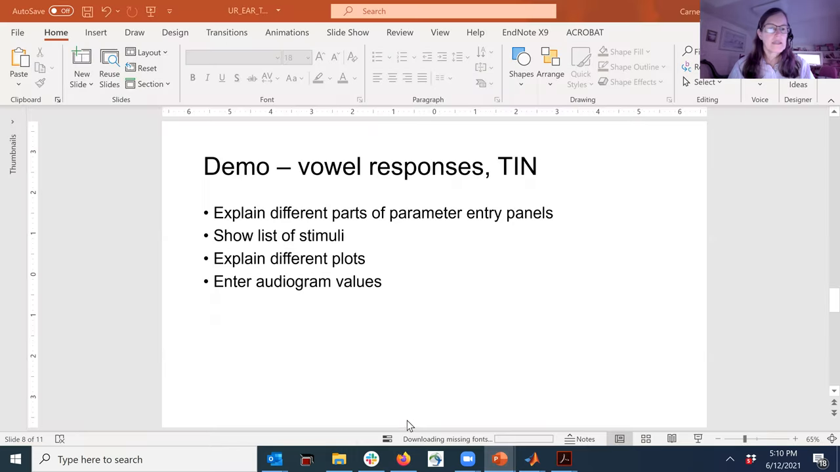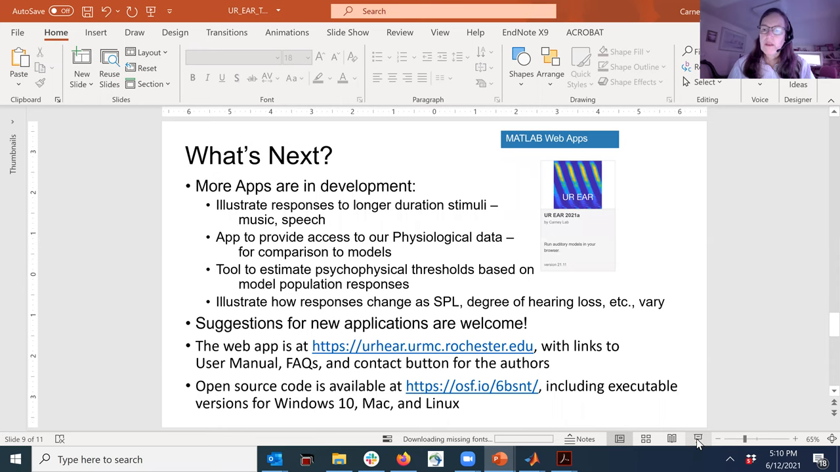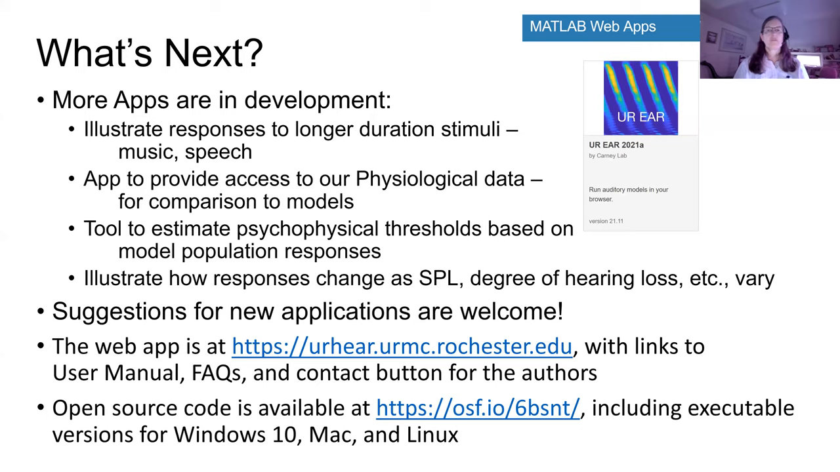So what's next is to develop some more apps beyond this basic visualization tool that I showed you. We're interested in illustrating longer responses to stimuli such as music and speech, to providing an app that will give easier access to our physiological data that could be plotted and compared to the model responses, and also a tool to estimate psychophysical responses from the population model responses. And finally, apps that would allow you to gradually change sound level and degree of hearing loss, for example.